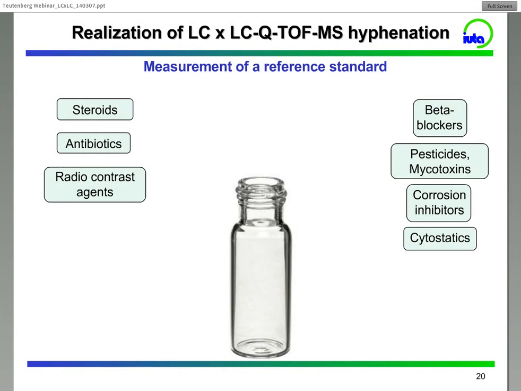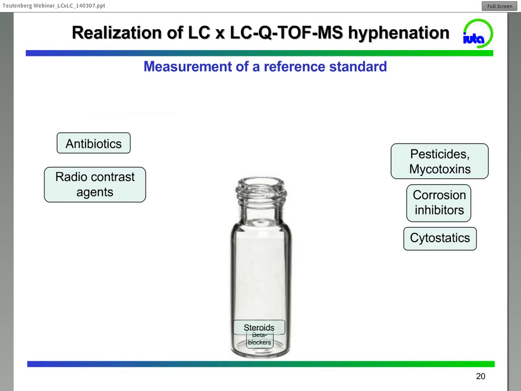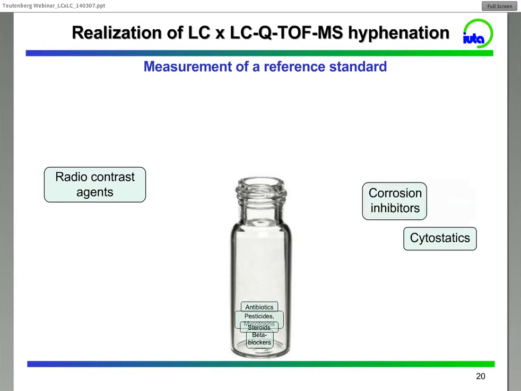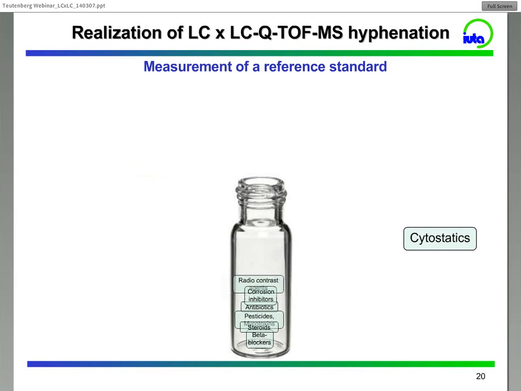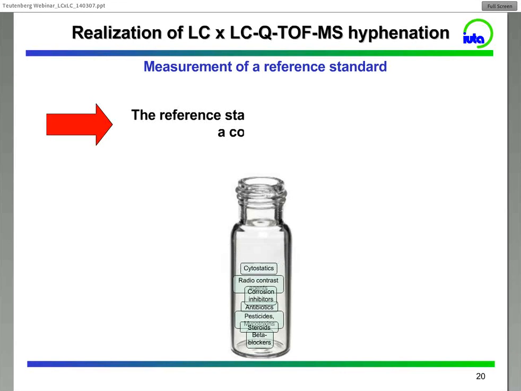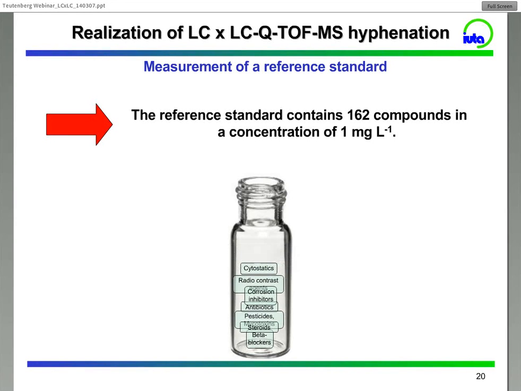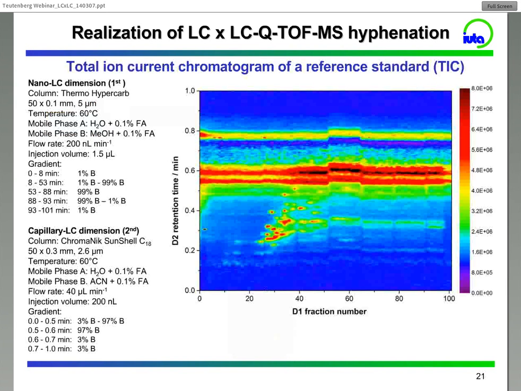Okay, then I come to the measurement of the reference standard, where we used everything we had in the laboratory, substances which play a role in environmental screening analysis, from radio contrast agents to beta blockers, cytostatics, and so on. And this reference standard has a very high concentration, 1 milligram per liter, to make sure that the system is really working. And it contained 162 compounds, as you can see here.